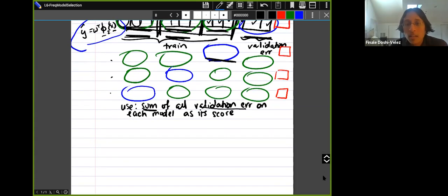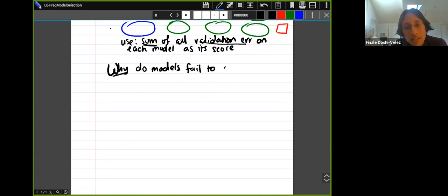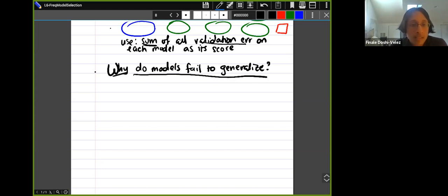All right, I'm going to go ahead and move on to this bias-variance trade-off. So this was the second thing that we were going to talk about today: why do models fail to generalize? So that's our second question.